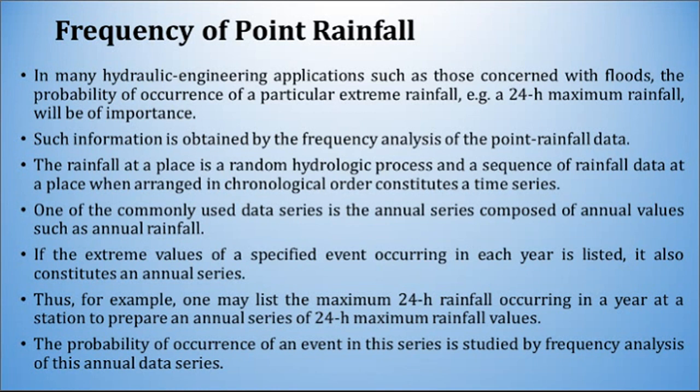The rainfall at a place is a random hydrologic process, and a sequence of rainfall data at a place when arranged in chronological order constitutes a time series. One of the commonly used data series is the annual series composed of annual values such as annual rainfall. If the extreme values of a specified event occurring in a year is listed, it also constitutes an annual series. Thus, for example, one may list the maximum 24-hour rainfall occurring in a year at a station to prepare an annual series of 24-hour maximum rainfall values. The probability of occurrence of an event in this series is studied by frequency analysis of this annual data series.